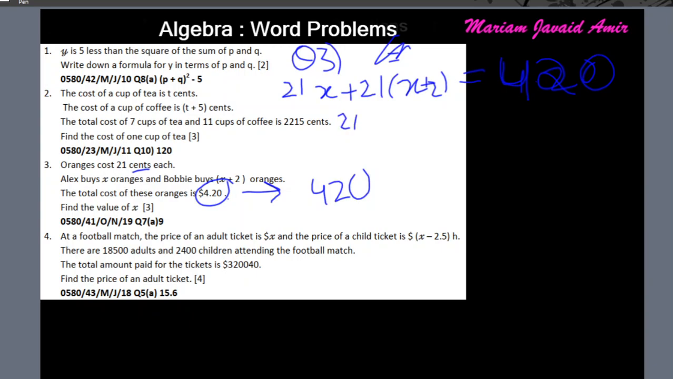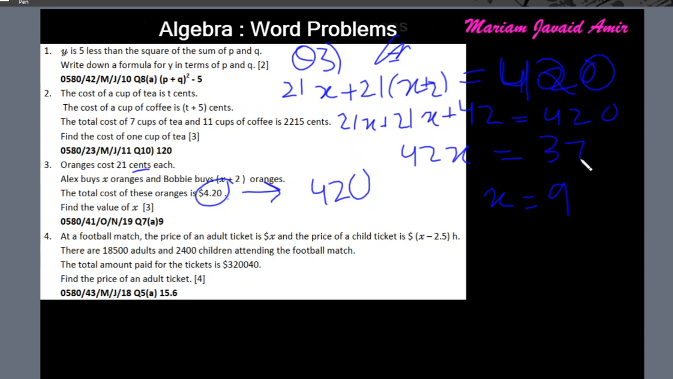Alright, now 21x plus 21x plus 42 equals 420. So 42x equals 420 minus 42, divided by 42, which gives us 9. So x equals 9. 420 minus 42 is 378, and 378 divided by 42 is 9. So the answer for question 3 is simply 9.